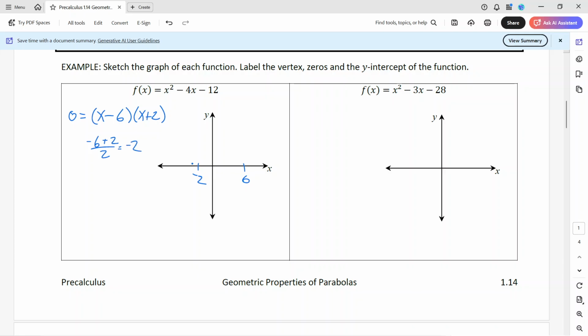That doesn't make sense. What did I do wrong there? Oh, I see what I did wrong there. That was my bad. So when I add them together, 6 plus negative 2 is negative 8 divided by 2 is negative. Oh, that doesn't seem right. Oh, I know what's wrong. Sheesh.